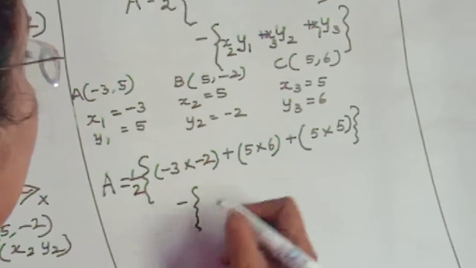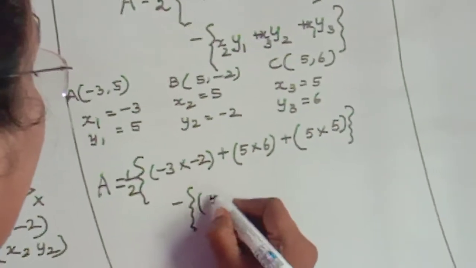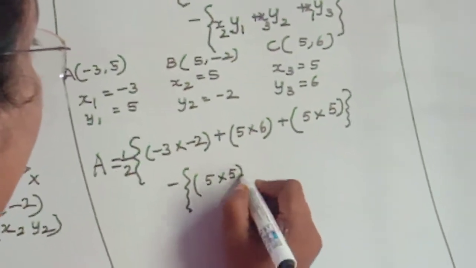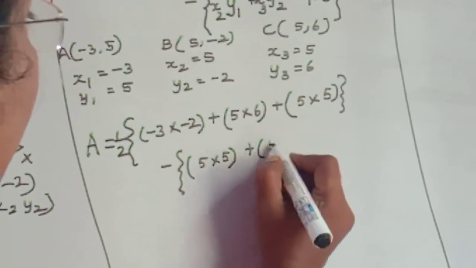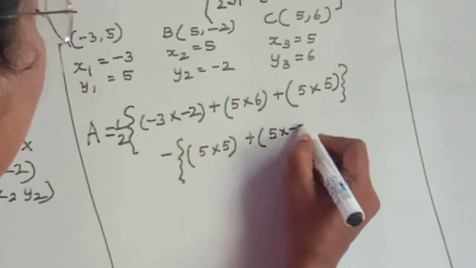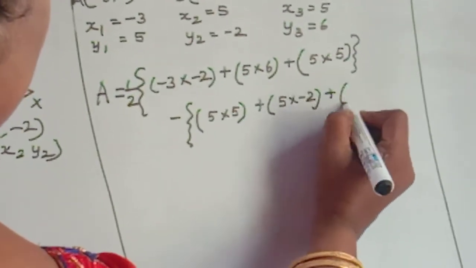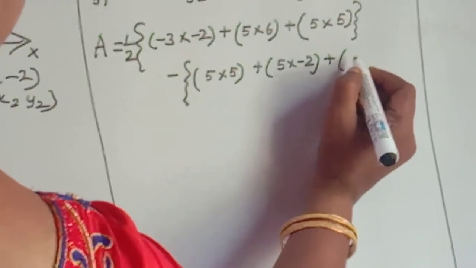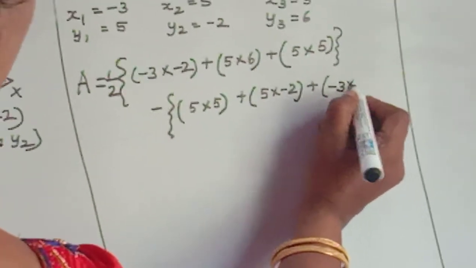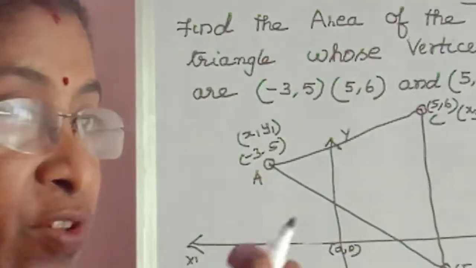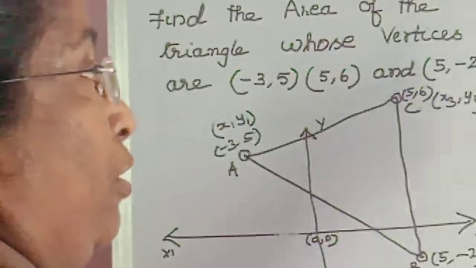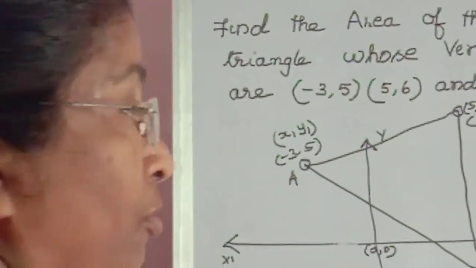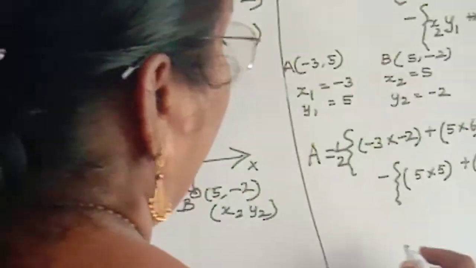Minus x2. What is your x2? 5. What is your y1? 5, plus what is your x3? 5. What is your y2? Minus 2, plus what is your x1? Minus 3, and what is your y3? It is 6. See, I have just substituted the values of x1, x2, x3 and y1, y2, y3 in the area of the triangle formula. So now we will compute it.